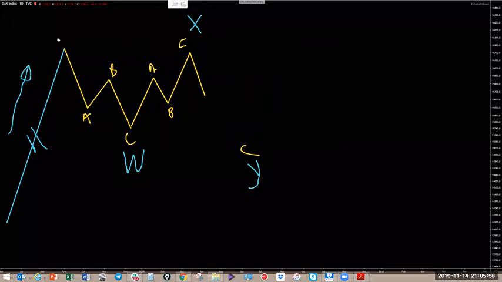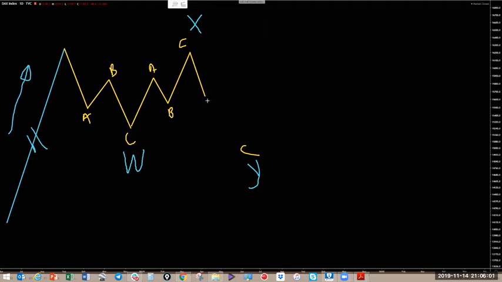Otherwise, for all other corrections, you can have them anyway. The triangle is the only tricky one. It only requires to be at the end of the correction. It can only be at the end of the correction.